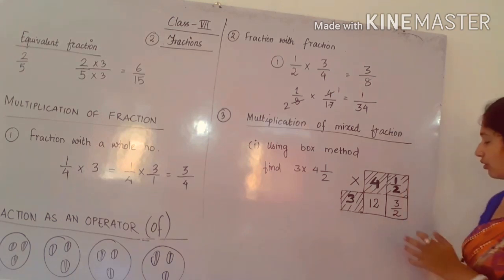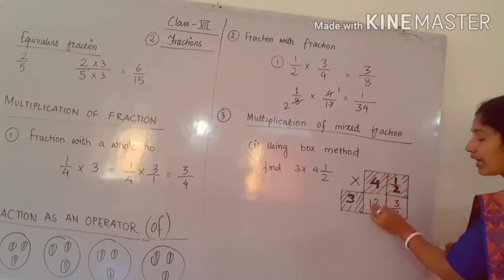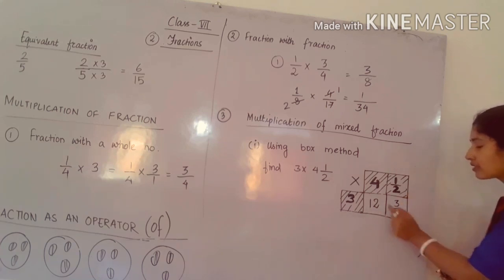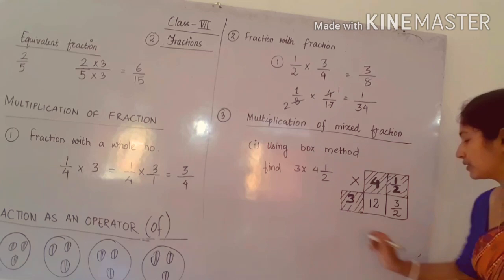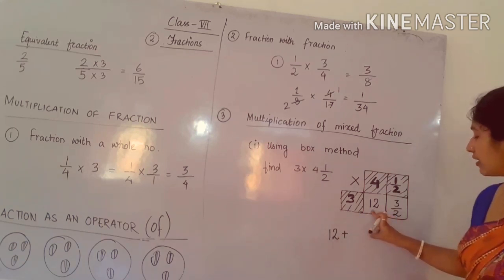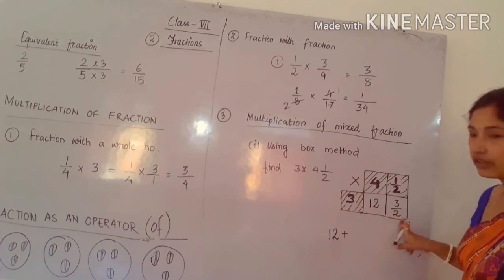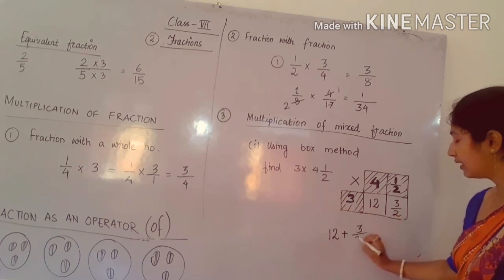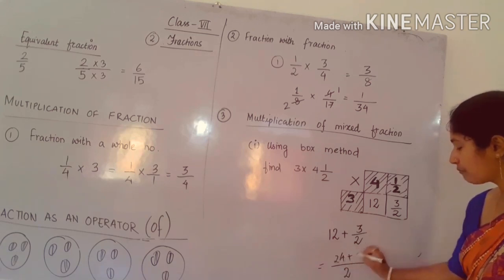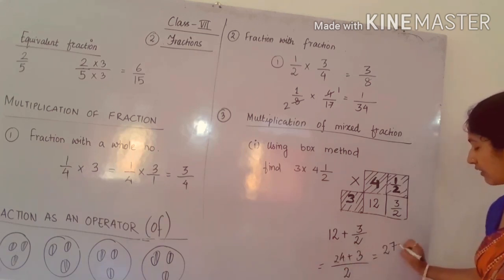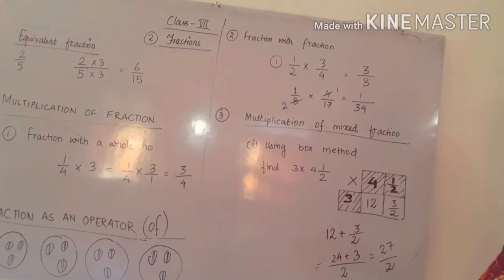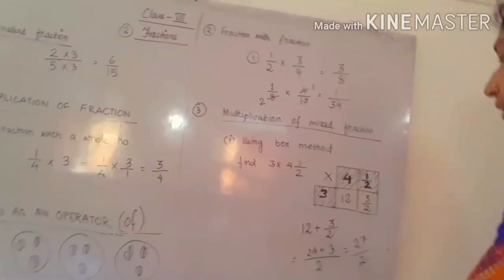Then finally what you have to do? The answers of multiplication, that is 12 and 3 by 2. Lastly, you have to add these two numbers. It may be a fraction, it may be a whole number. Here, see, 12 is a whole number and 3 by 2 is a fraction. So you can easily add by taking LCM. You will get the answer as 27 by 2. So this is about the multiplication using box method.